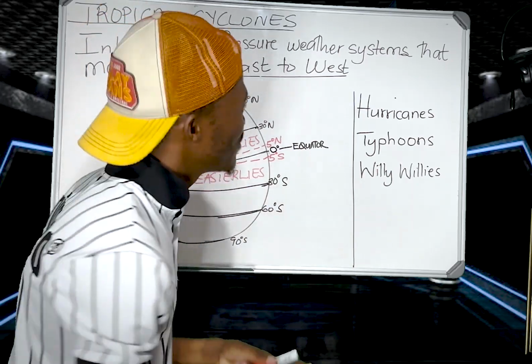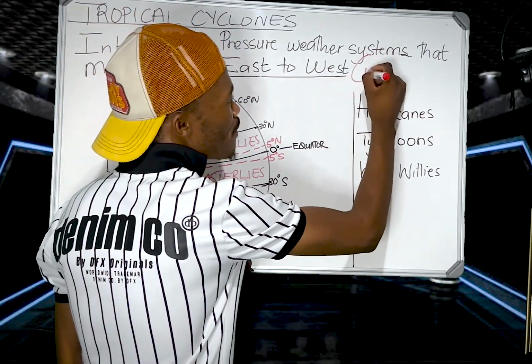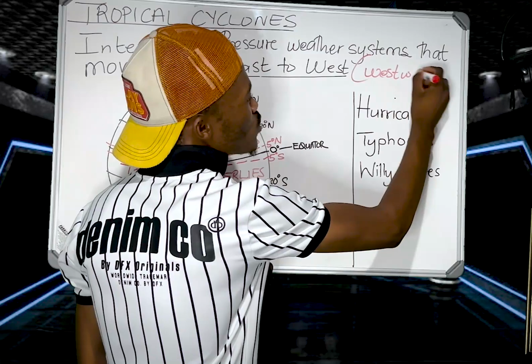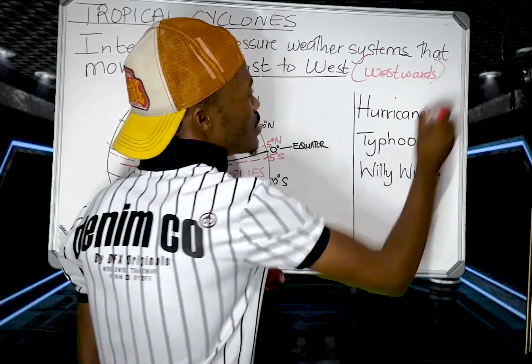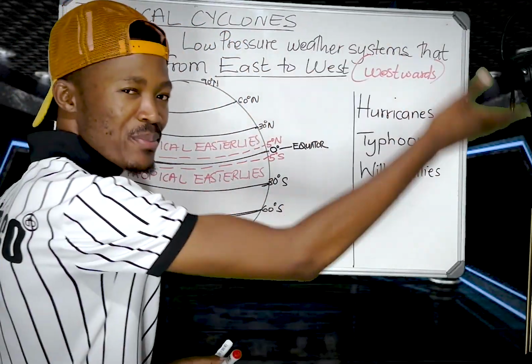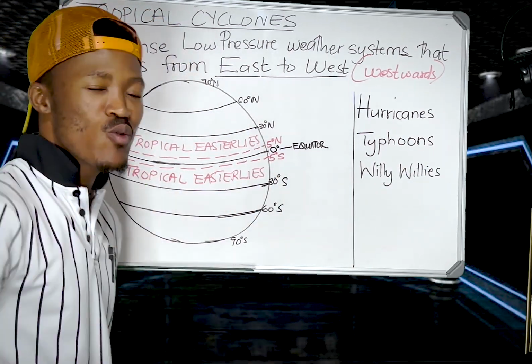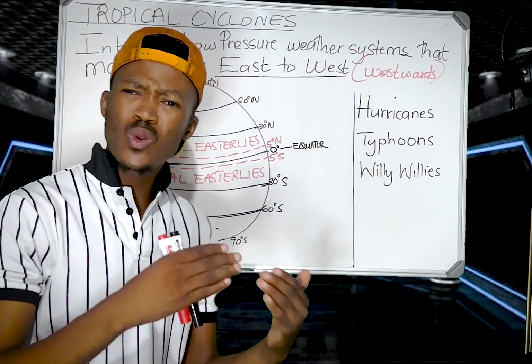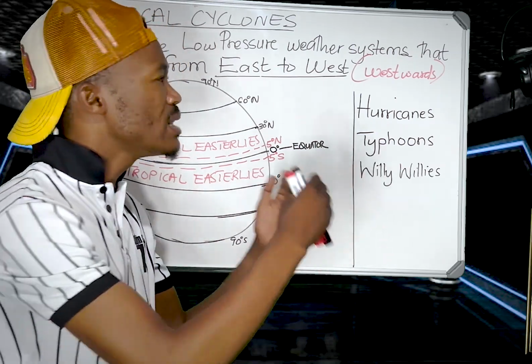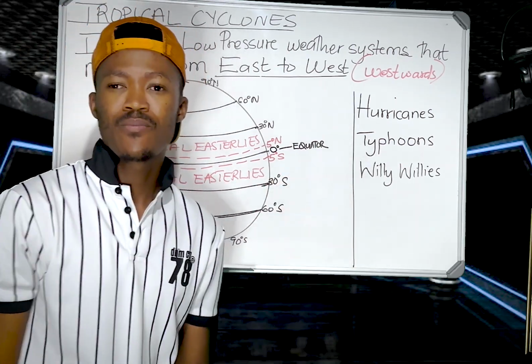Let us write it down. They move westwards. This is to say they are moving from the east all the way to the west. Now, I hear you asking, but why are tropical cyclones moving in a westward direction?